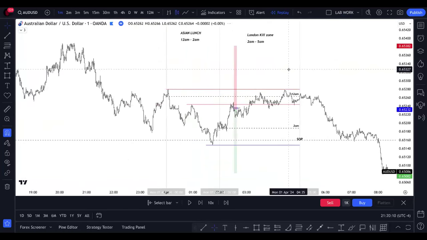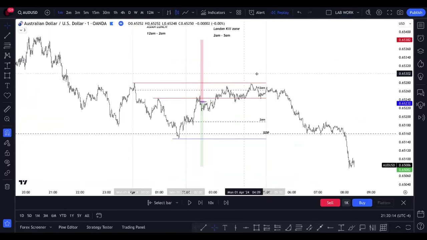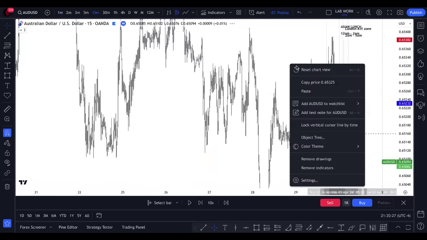So that's the London model. See, it was successful on a Monday. Interesting. So for those that trade Mondays, this could be an idea that you're looking for. It never gets back up to this buy side liquidity pool, though, here on the 15-minute. So let's take a look at what it looks like now. Look at the 15-minute chart.